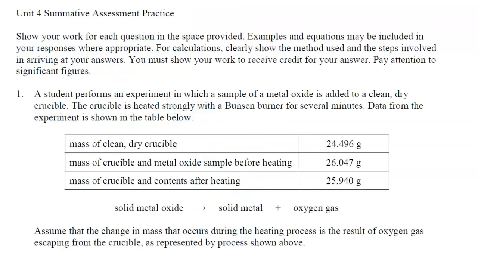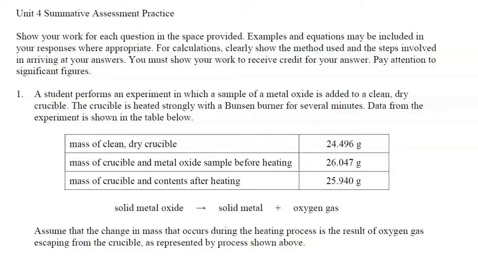Okay, let's get started. The instructions that you see on this slide are the same instructions that you will see on the AP Chemistry free response section. Show your work for each question in the space provided. Examples and equations may be included in your responses where appropriate. For calculations, clearly show the method used and the steps involved in arriving at your answers. You must show your work to receive credit for your answer. Pay attention to significant figures.